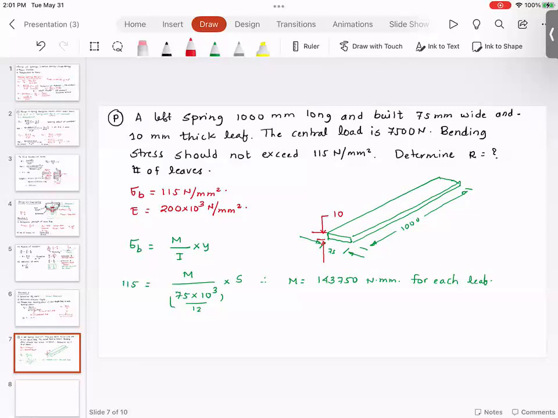So total bending moment is equal to W times L divided by 4, which is 7,500, because that is the central load, multiplied by 1,000 because this is the length of the leaf, divided by 4, is 1.9 × 10^6 Newton millimeter.